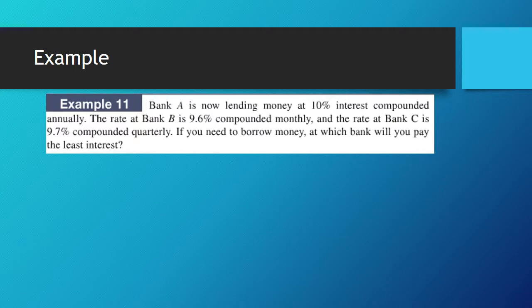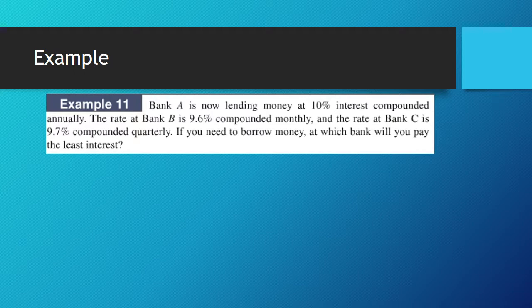Let's look at another example. This time we're going to compare three banks. Bank A is lending money at 10% interest compounded annually. Bank B is offering 9.6% interest, but it's compounded monthly, and Bank C is 9.7% interest compounded quarterly. If you need to borrow money, at which bank will you pay the least interest?